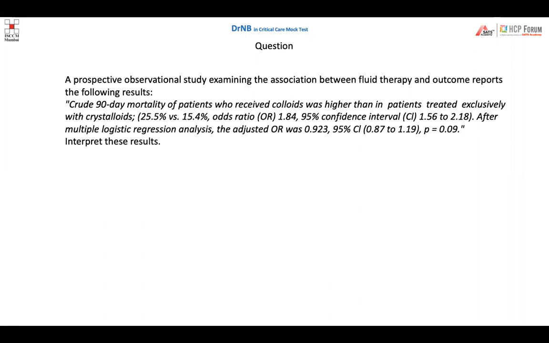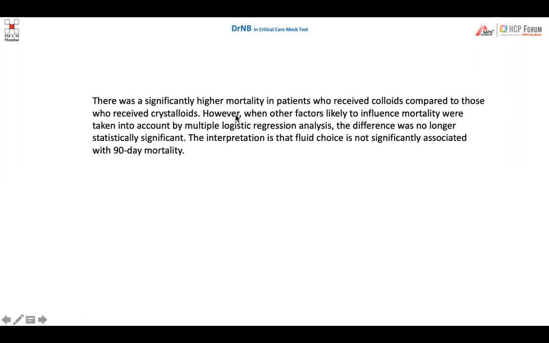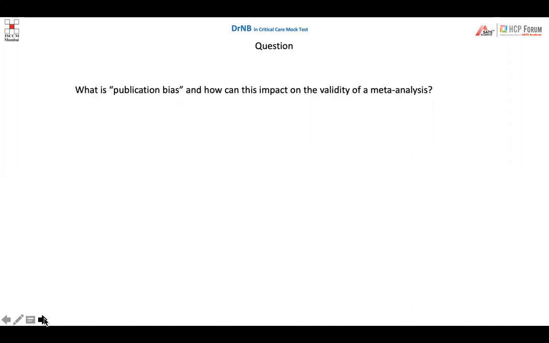After multiple logistic regression analysis, the adjusted odds ratio was 0.923 with a p-value of 0.09. Interpret these results. So if you look initially, this shows a significantly higher mortality in patients who had received colloids compared to those who had received crystalloids. However, when many other factors which were likely to influence the mortality were taken into account by multiple logistic regression analysis, the difference was no longer statistically significant. So it is interpreted that the fluid choice is not significantly associated with 90-day mortality.